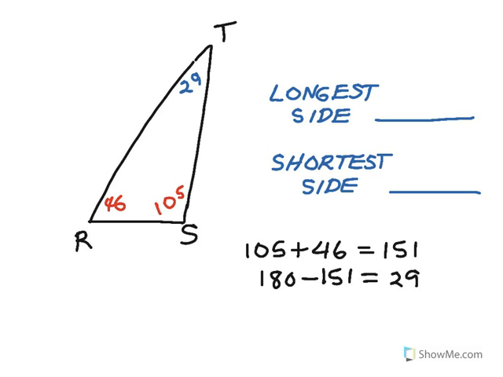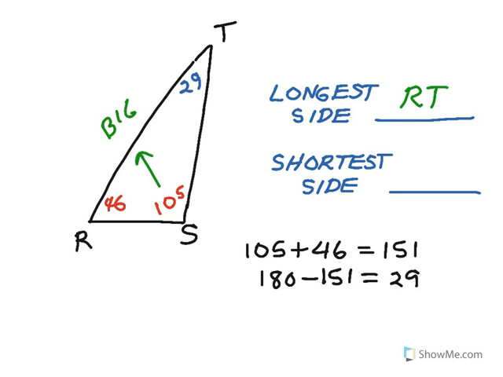Okay, now just comparing the three angles, I can find the longest and the shortest side of this triangle, and then the other one would be the middle length side. So opposite the largest angle of 105 degrees will be the longest side. So that is side RT.